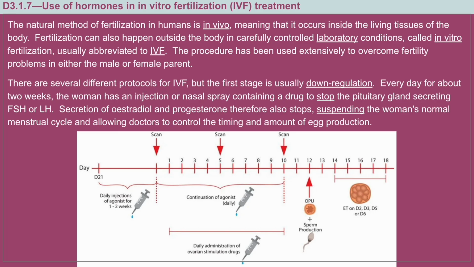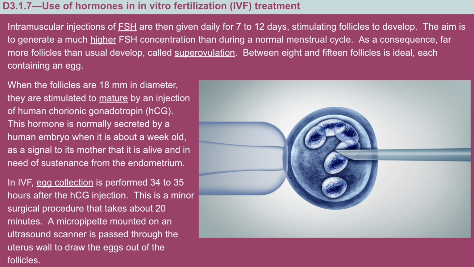Once downregulation has occurred, intramuscular injections of FSH are then given daily for 7 to 12 days, stimulating follicles to develop. The aim is to generate a much higher FSH concentration than during the normal menstrual cycle to induce superovulation, where far more follicles than usual develop. Between 8 and 15 follicles is ideal, each containing an egg.